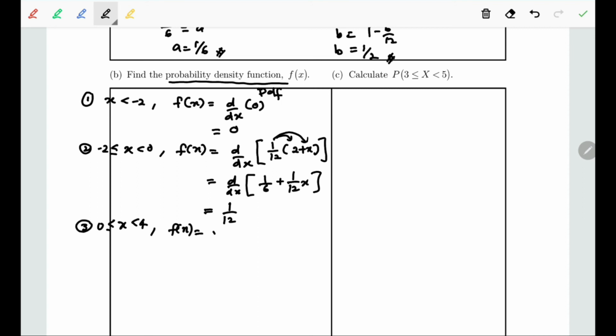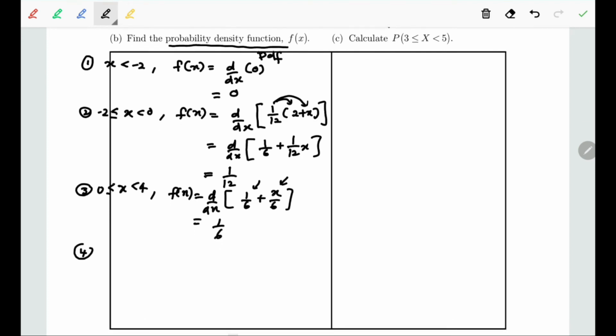Okay, to find the f(x), we have to differentiate a plus x over 6, where a is 1 over 6, plus x over 6. So differentiate 1 over 6 will give you 0. Differentiate x over 6 will give you 1 over 6. Then we're going to proceed with the next function, which is the interval for x varies from 4 until 6.